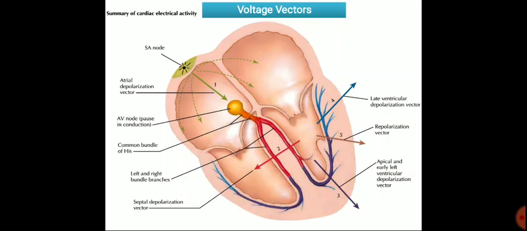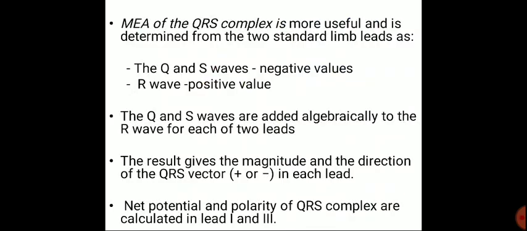So this is the summary of cardiac electrical activity, which we already discussed, how the vector is formed. Now the mean electrical axis of the QRS complex is more useful and is determined from two standard limb leads. The Q and S waves have negative values and the R wave a positive value. The Q and S waves are added algebraically to the R wave for each of the two leads. The result gives the magnitude and direction of the QRS vector, positive or negative, at each lead. Net potential and polarity of the QRS complex are calculated in lead 1 and lead 3.